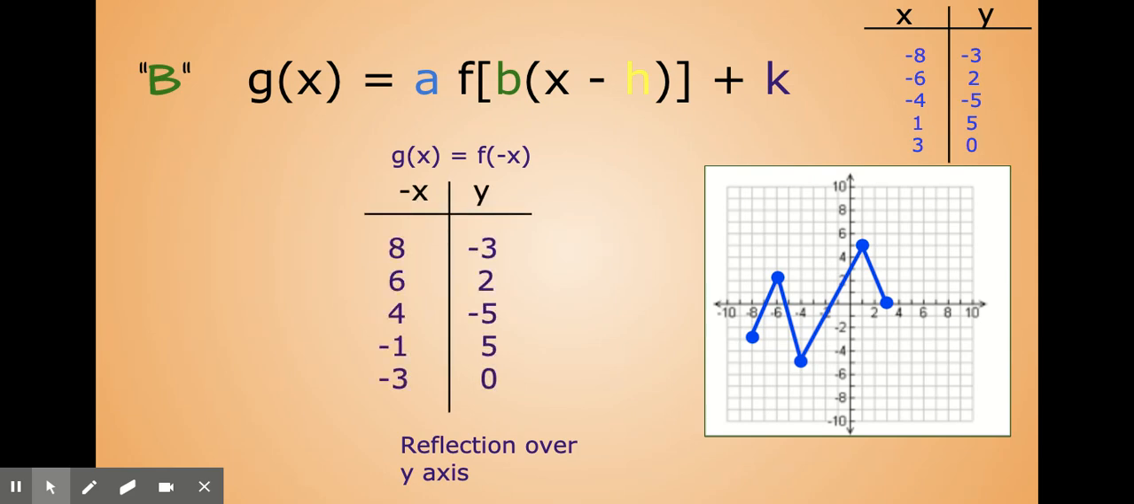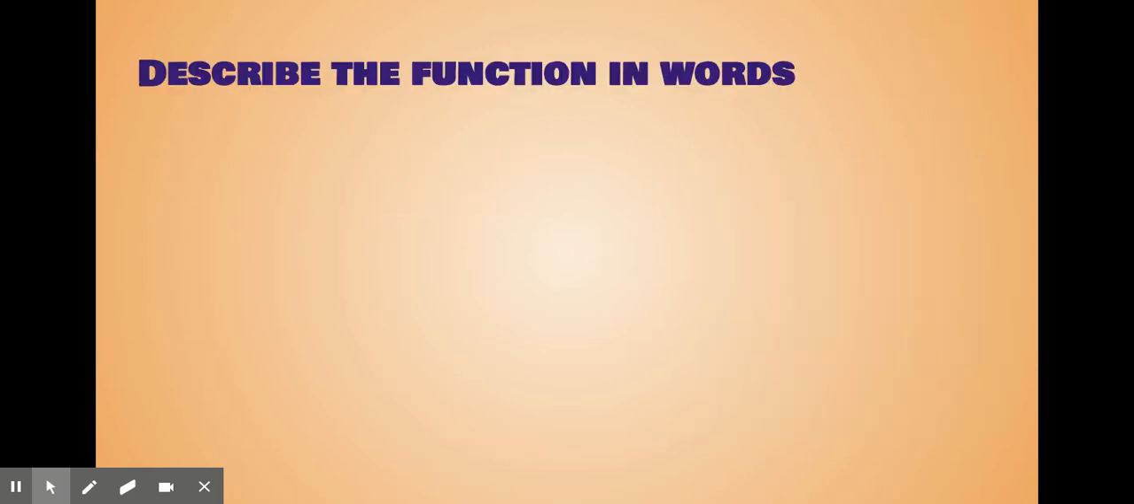So notice from my parent function, I've now changed my -8 to +8, -6 to +4, -4 to +4, 1 and 3 to -1 and -3. Y's are still the same, and my graph looks like that. Okay, so the important thing to remember is when it's outside of my function, it's going to affect my y's by multiplying them by -1 or changing the sign. If it's inside of the parentheses, it's going to change my x by multiplying by -1 or changing the sign.